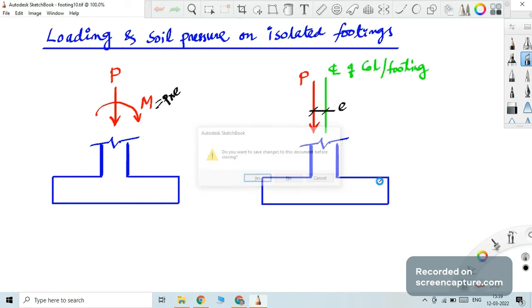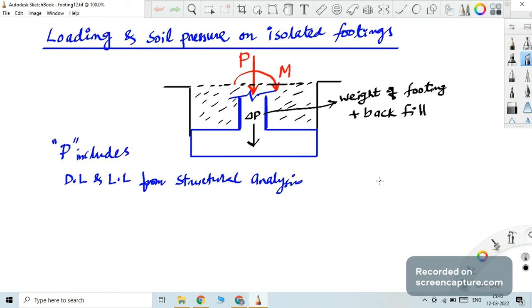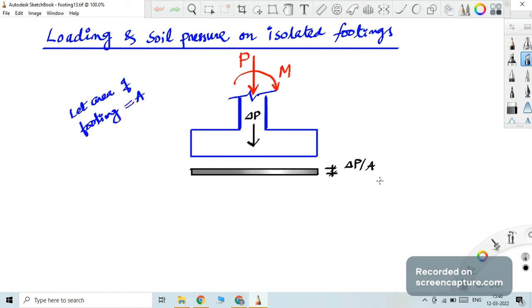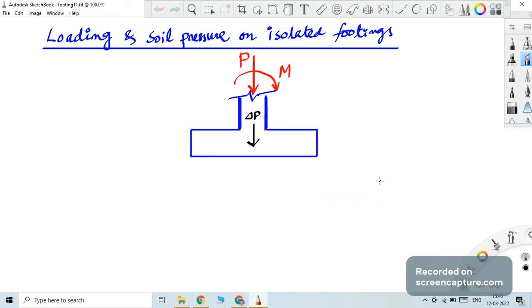So these are the various cases of loading in a typical isolated footing. But the easiest one is the footing with P only, with M equal to 0. It is very easy to do the design calculations in a vertical load only footing. But that is very rare in the real field, or in the case of a typical building.